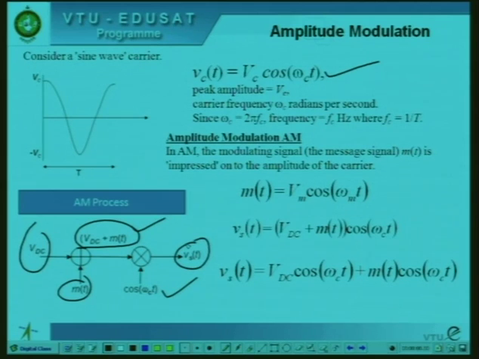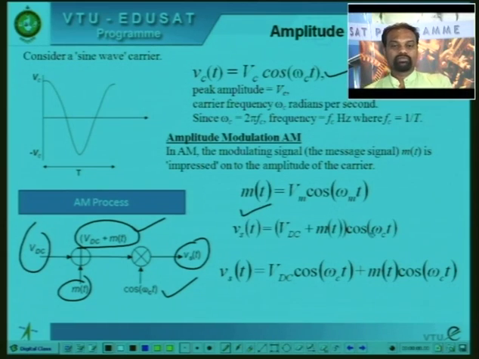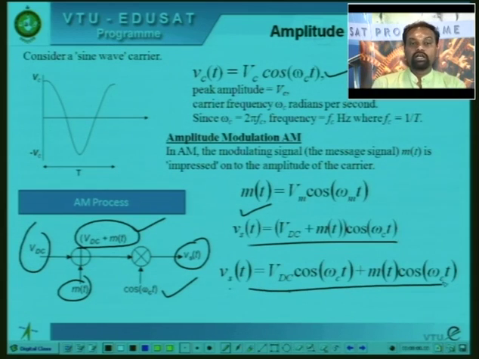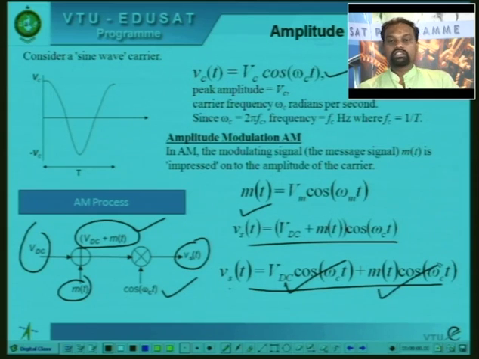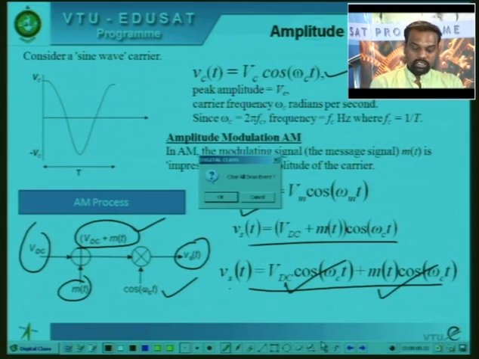The expression for amplitude modulation is given by Vs of t is equal to VDC plus m of t, multiplied by cos of omega ct. Now, let me expand this. Once you expand this, Vs of t is equal to VDC into cos of omega ct plus m of t cos of omega ct. So, there are two terms in your amplitude modulation signal. What are the two terms? The first term is VDC cos of omega ct, and the second term is m of t cos of omega ct. This is the second term that we come across in the amplitude modulated signal.